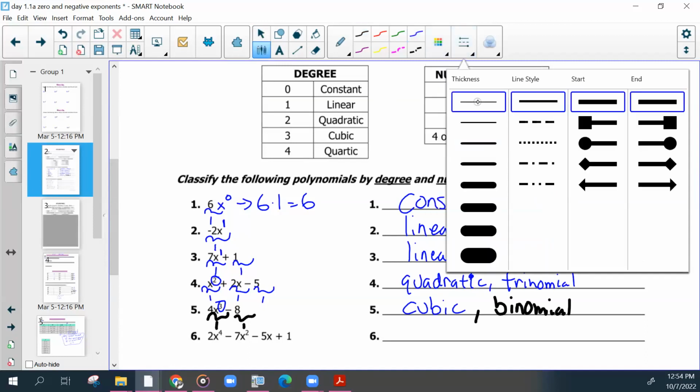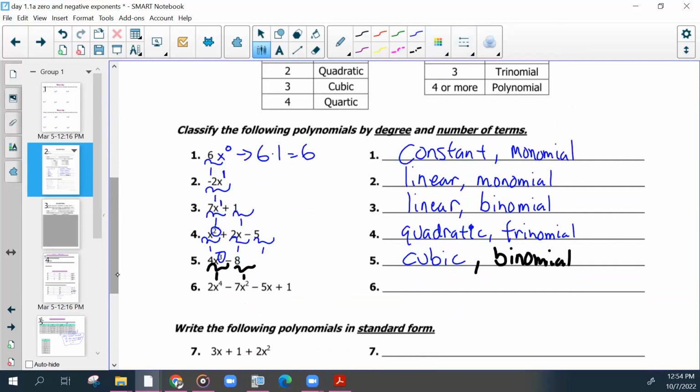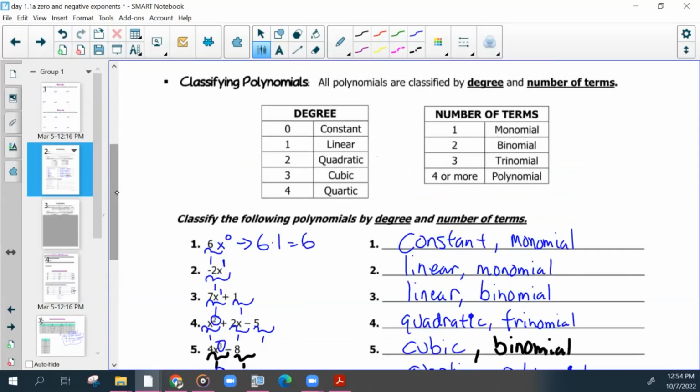Let's try that again. Number 6, our highest exponent is a 4, so that would be a quartic function. And there are 4 terms, so 4 or more is a polynomial. So a way to remember these words, mono means 1. Bi means 2. Tri means 3, and poly means more than that.